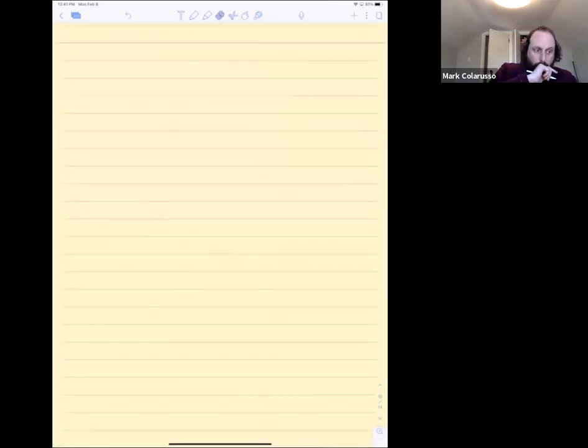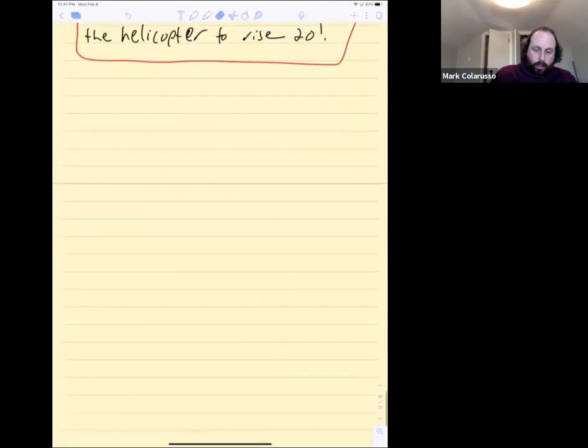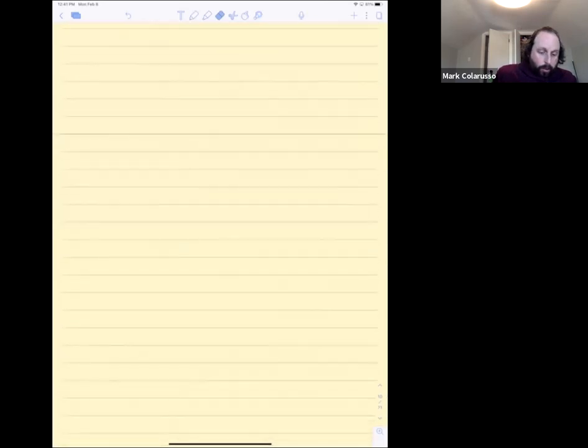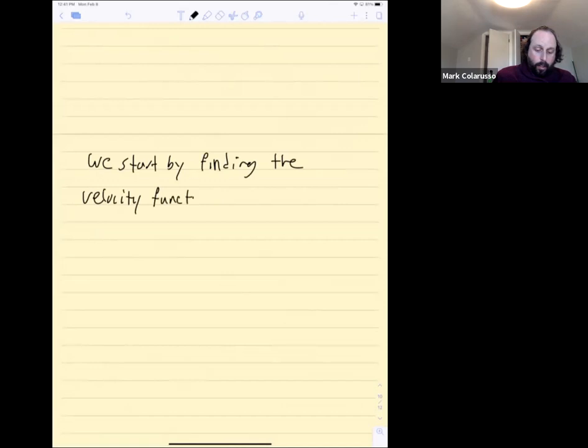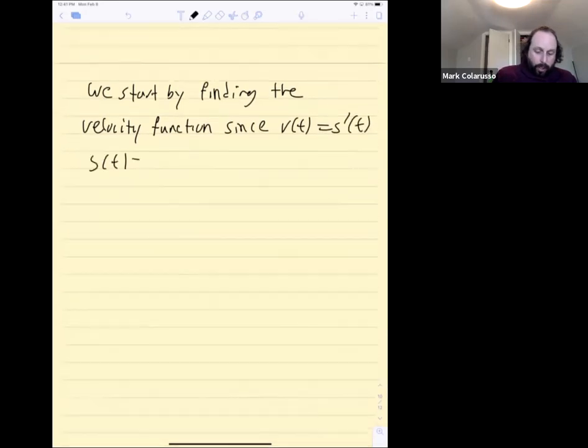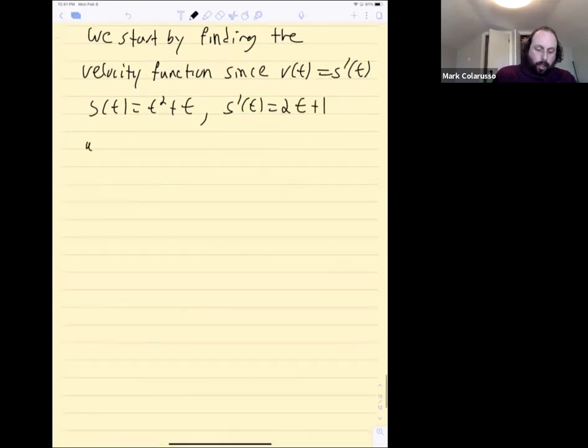Okay, so we start by finding the velocity function, since v of t, this velocity function, is the first derivative of position. So we're told that s of t is t squared plus t. So s prime of t by the power rule is 2t plus 1.